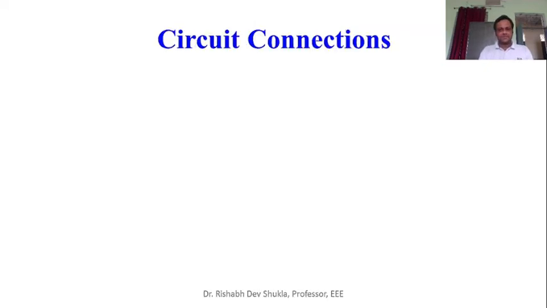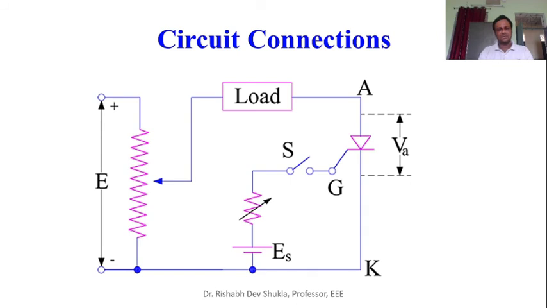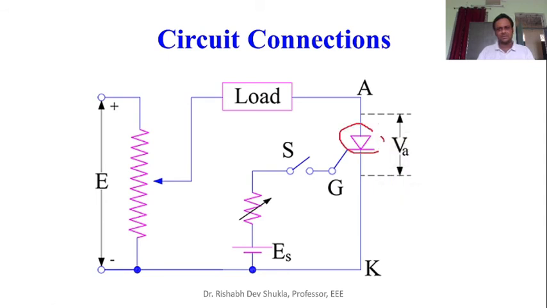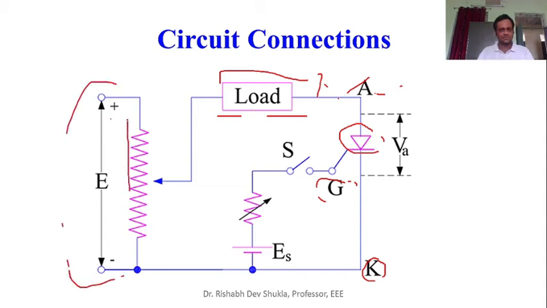Okay, moving forward. This is the circuitry by which we can plot the VI characteristics. This is your SCR, this is your anode terminal, this is your cathode terminal, this is your gate. The anode to cathode circuitry has the load. This is your power circuitry or load circuitry. The load is connected between the anode and cathode. This is your supply.